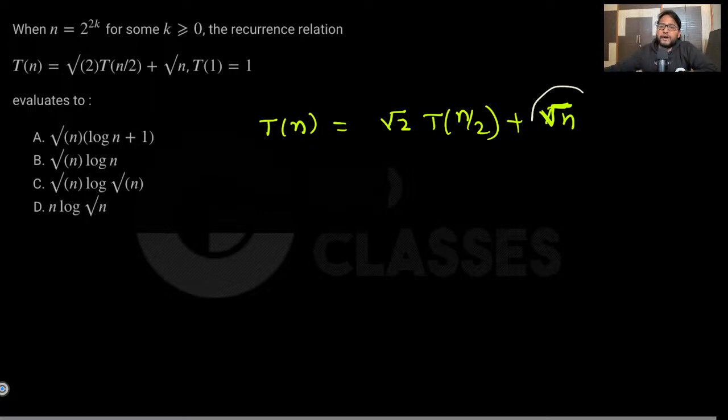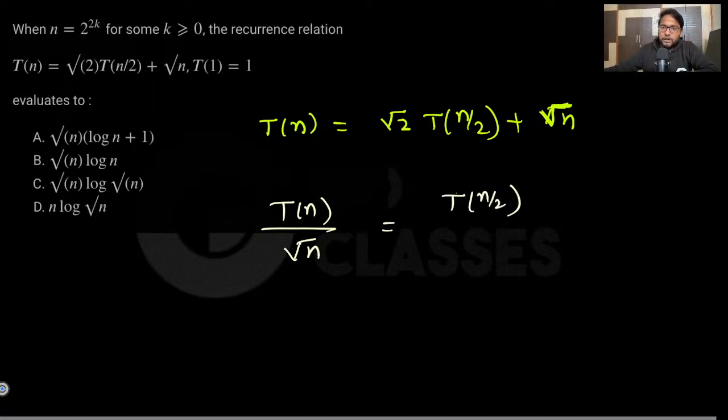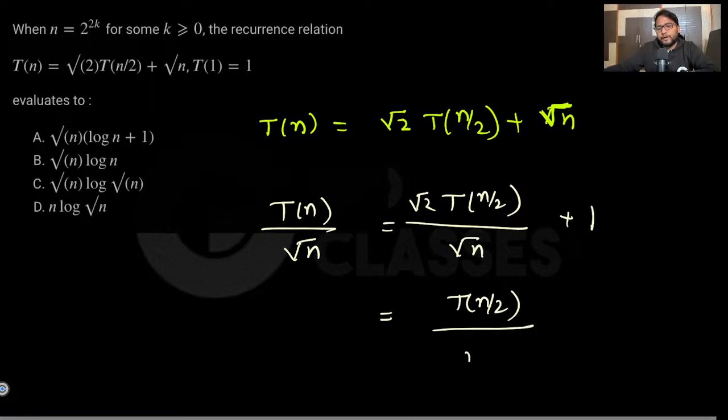Let's just divide by square root of n both sides. I mean, you can directly assume, but let me first divide by square root of n, and then it will be T of n by 2. This is square root of 2 divided by square root of n. This is plus 1. Then it is T of n by 2 divided by square root of n by 2, right? Okay, so actually it is coming in a symmetric form, so that's why I was saying that we can divide like this, right?